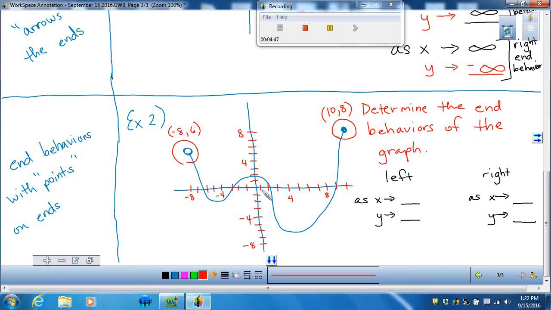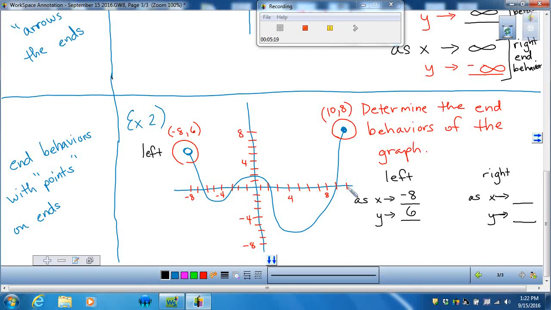So on this particular graph, when I'm looking at the left end behavior, this is the left side, I'm going to figure out as x is getting close to -8, what is y approaching? Well, as x is getting close to -8, y is getting close to 6. So my end behavior on the left side is as x approaches -8, y approaches 6.